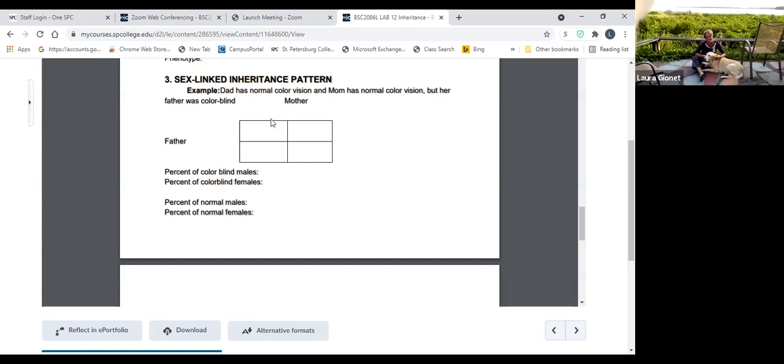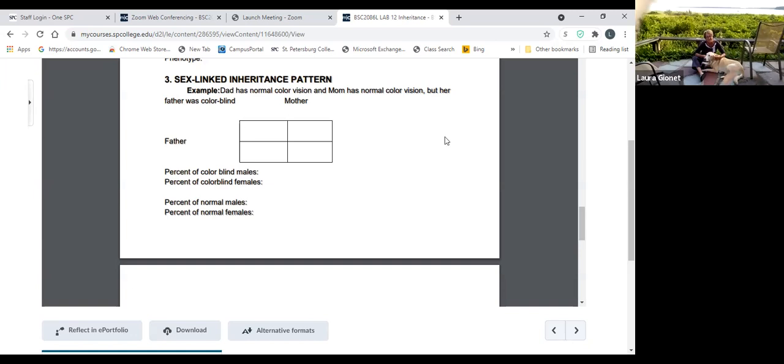All right, so it says mom has normal color vision, but her father was colorblind. All right. So that means, okay, dad has normal color vision and mom has normal color vision, but her father was colorblind. Okay, so let's start with dad and just put that on the vertical over on the left-hand side, because you just wrote maybe over on the side, for a male to have normal vision, he has a normal X and a Y. All right. So you just put X and Y on the vertical there over on the left-hand side.